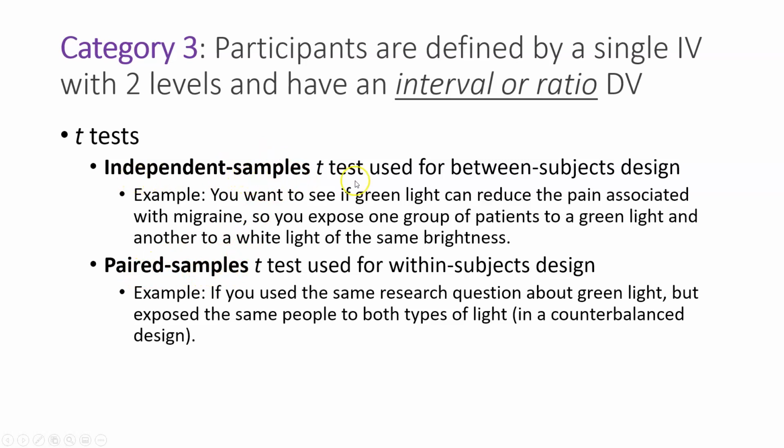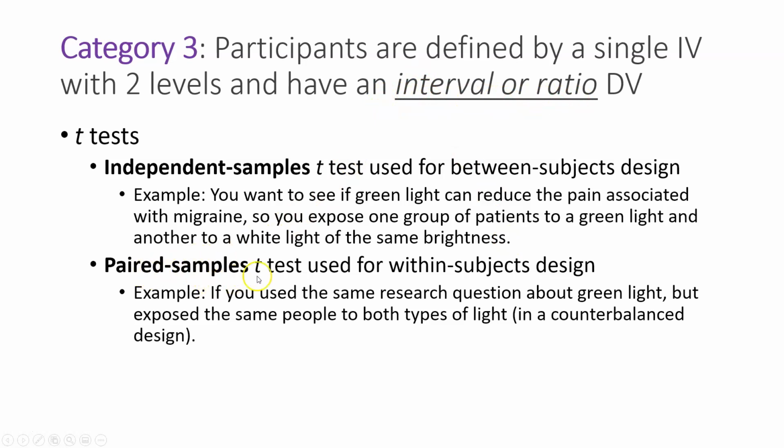Remember, independent samples are used when we have a between subjects design with 2 different groups of people, and we're comparing between the subjects across the groups to see if there are differences. An example of this might be, you want to see if green light can reduce the pain associated with a migraine, so you expose one group of patients to a green light and another to a white light of the same brightness, and you measure their level of pain after you've exposed them to those things, and that's the dependent variable, the level of pain.